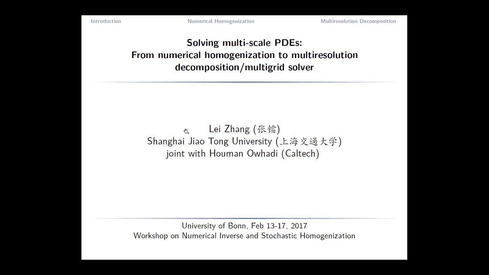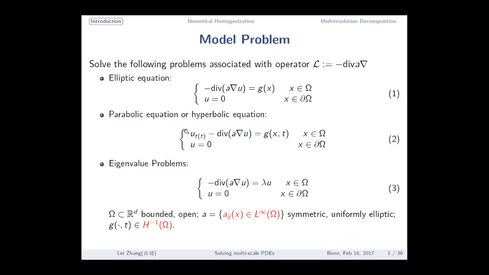So I'm going to talk about solving multiscale PDEs, numerical homogenization and also the fine-scale solvers, basically. This is joint work with Hummel Hardy. And here is the model problem.